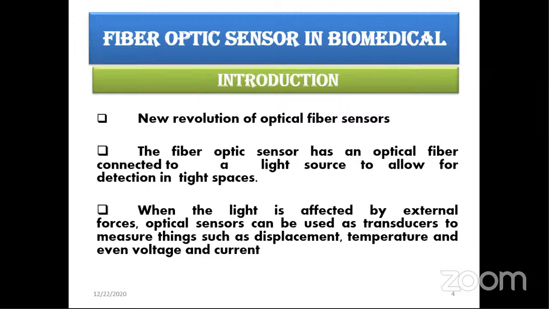In general, an optical fiber sensor measures light and its characteristics and produces a representative electronic signal. In optical sensors also, light is used as the transmission medium. So it measures the characteristics of light and produces a representative electronic signal. Based on that, it acts as a sensor. When the light is affected by external forces, optical sensors can be used as transducers to measure things such as displacement, temperature, even voltage and current.